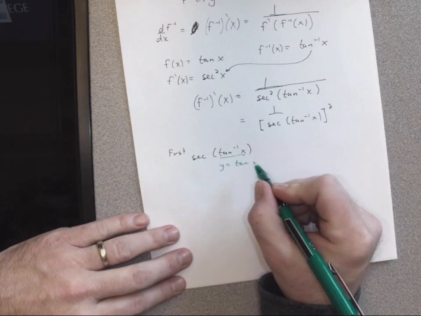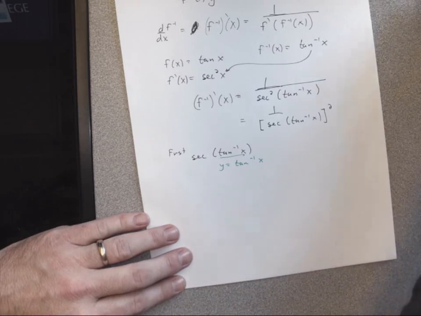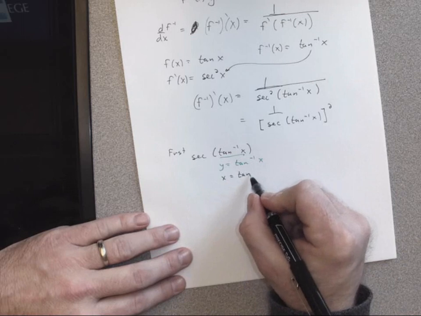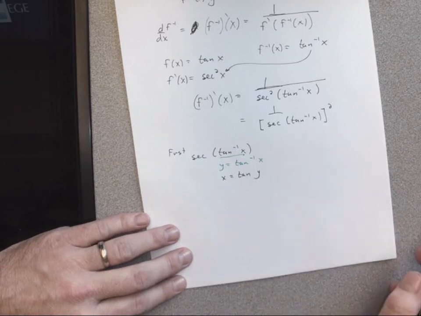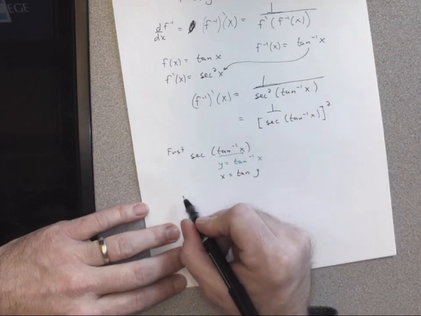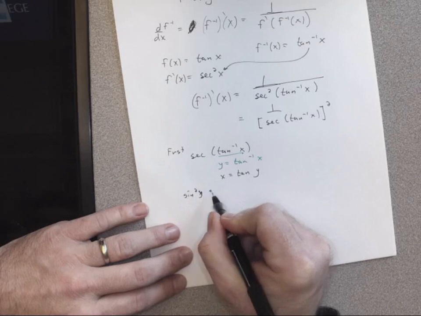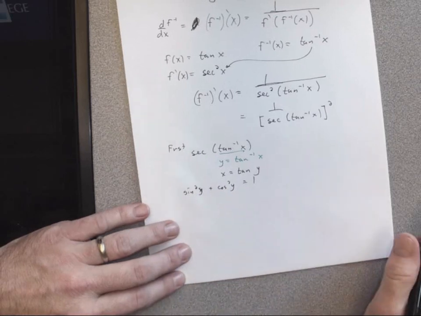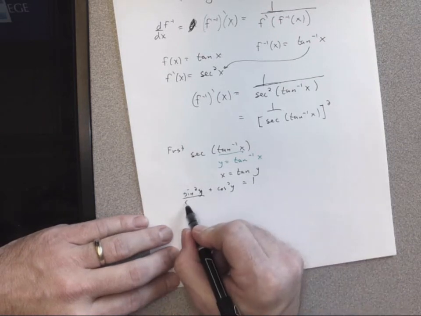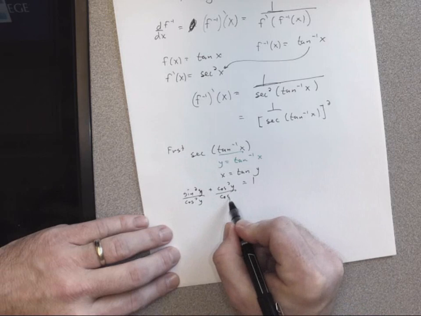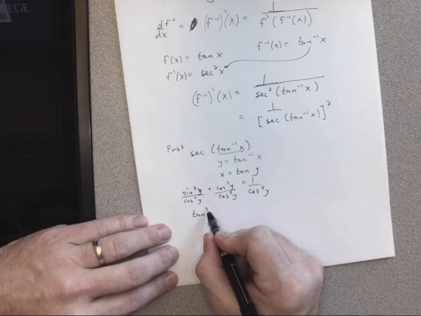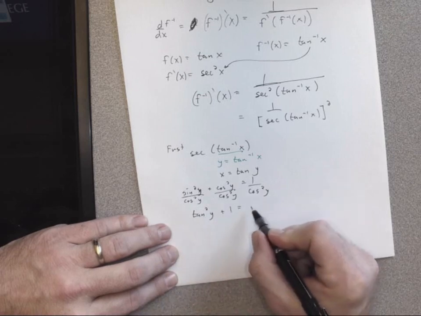Y is equal to the tangent inverse of x. Taking the inverse tangent and turning it into a tangent is going to switch the input and output. Now my job is to take a tangent and turn it into a secant. Now I know that sine squared of y plus cosine squared of y is equal to 1. But what I need is a tangent. So I'm going to divide the entire expression by cosine squared. So that's why we have the other expression that says tangent squared of y plus 1 is equal to secant squared of y.